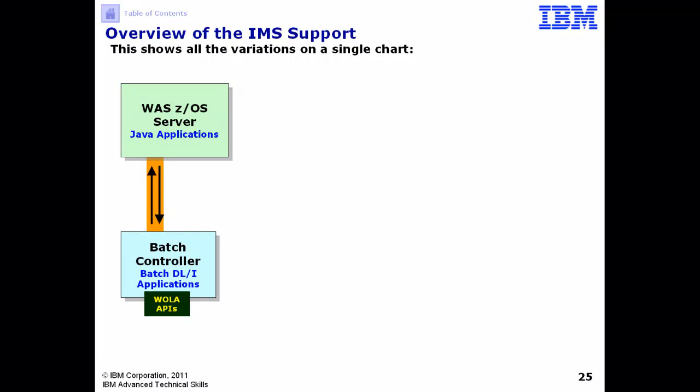The first form of IMS usage we'll illustrate is an IMS batch controller running batch DLI applications. This model very closely mirrors standalone batch use of WOLA. The WOLA APIs are made available to the IMS controller region, and the DLI applications write to the WOLA APIs to perform inbound or outbound processing with WAS.